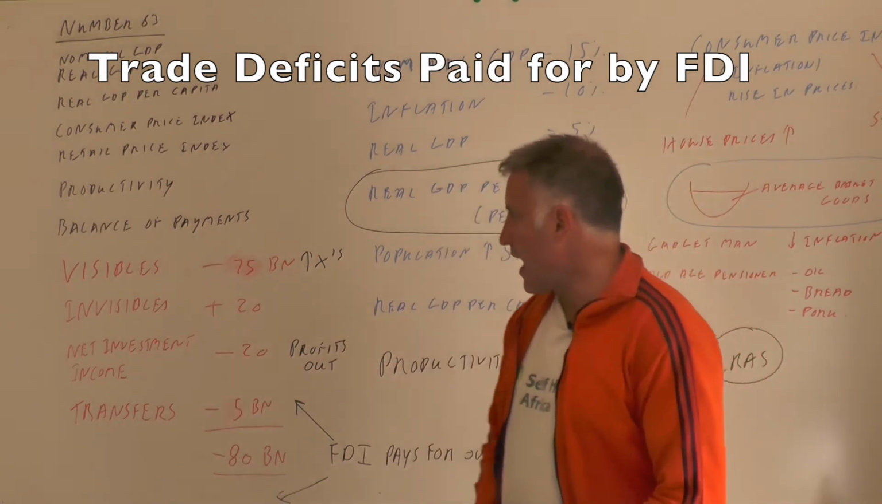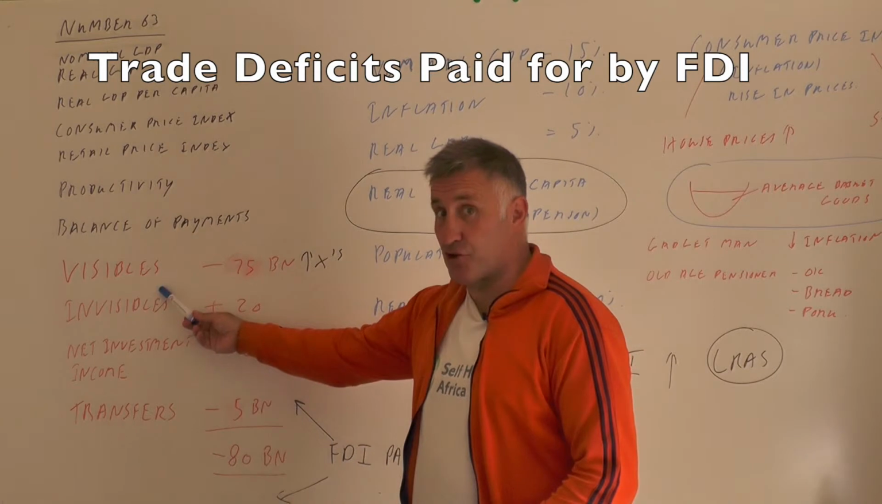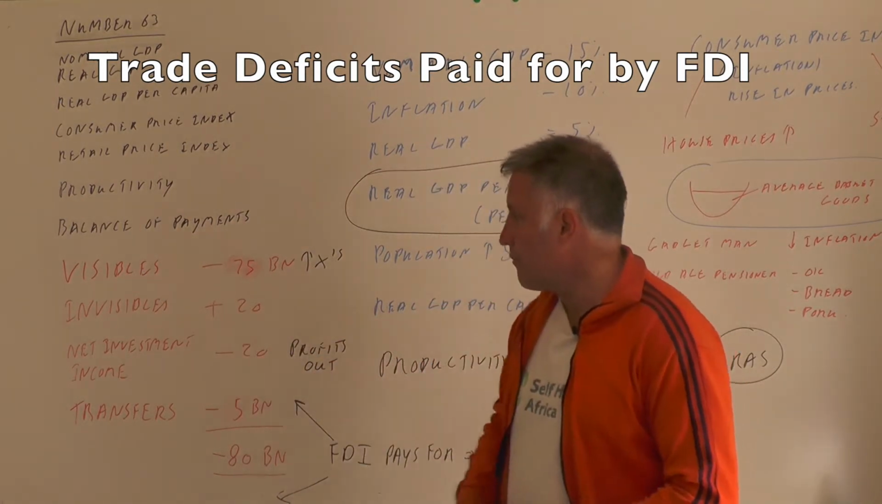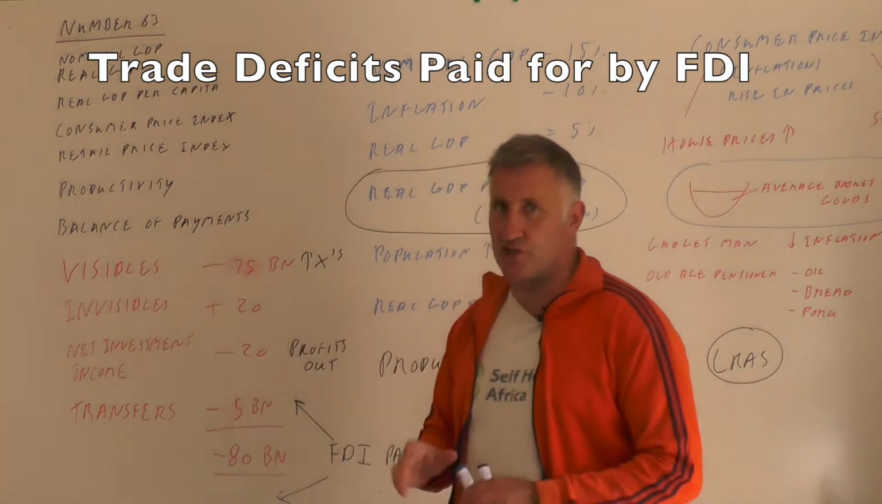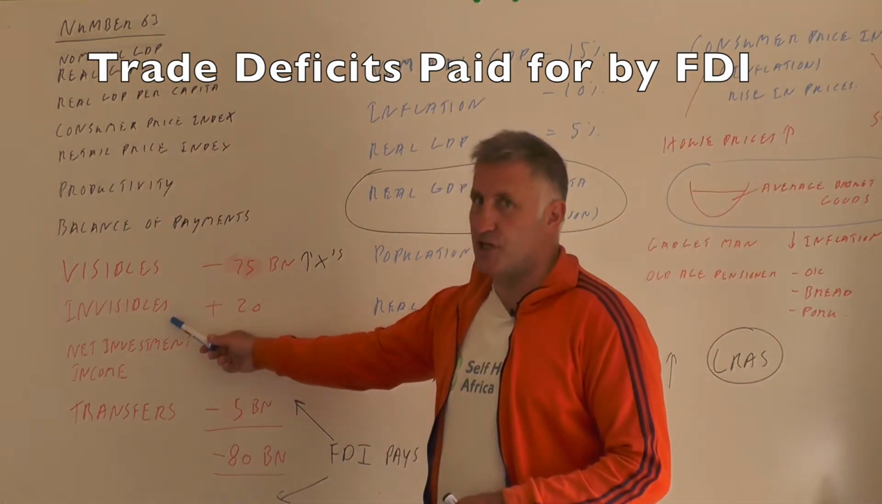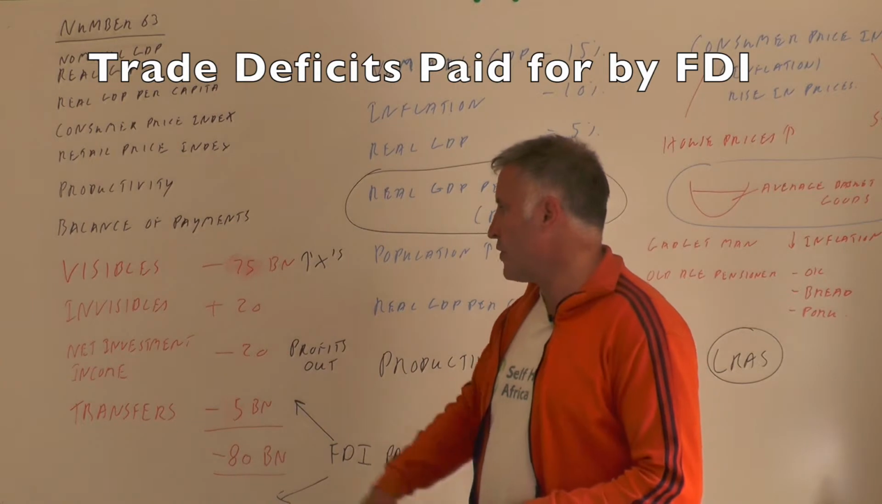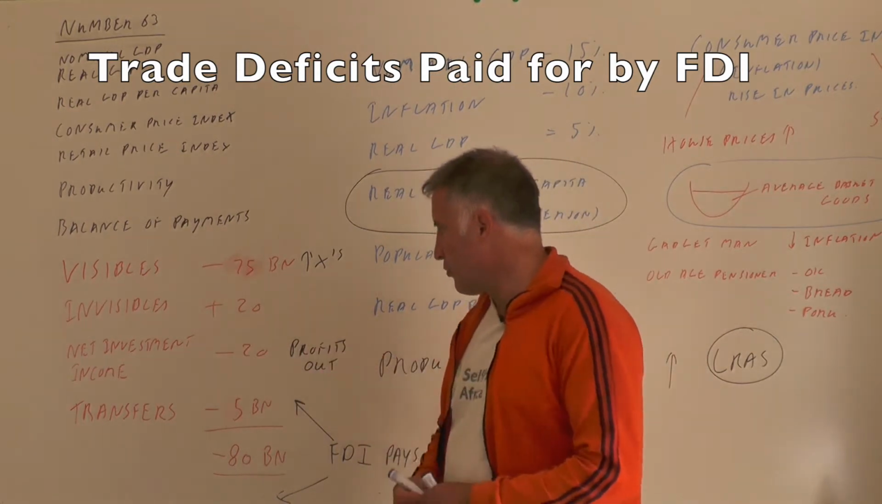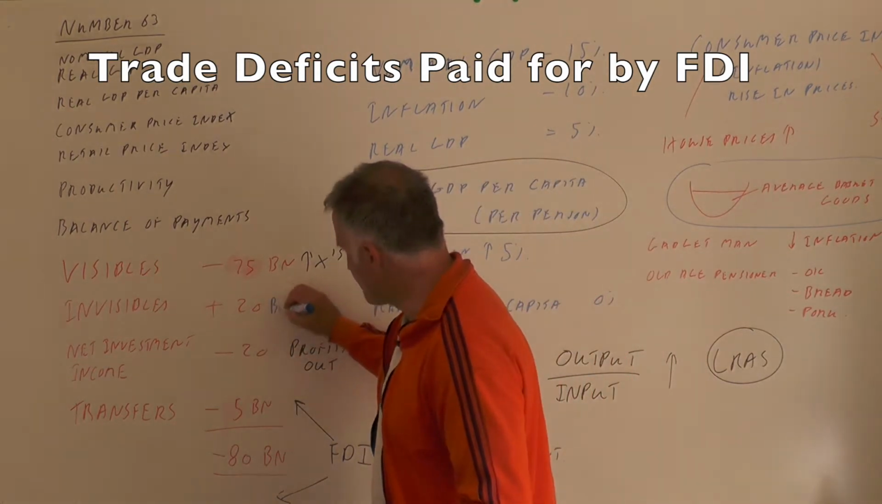And here we have visibles, which is manufactured goods because we can actually see them. Below that we have invisibles, which is things like services, insurance services, education services. We tend to be positive in that area, positive to the tune of £20 billion.